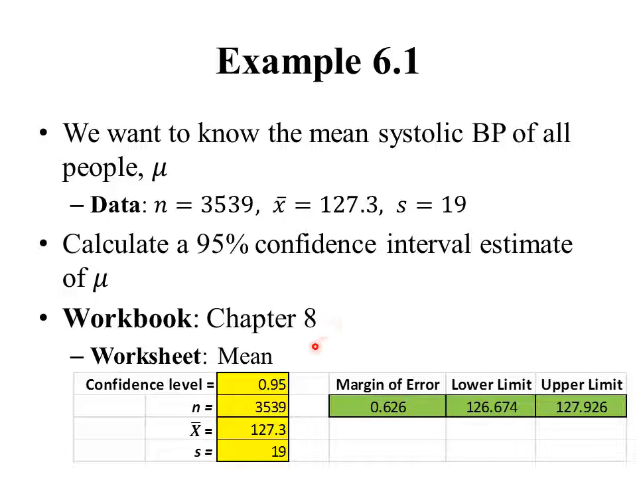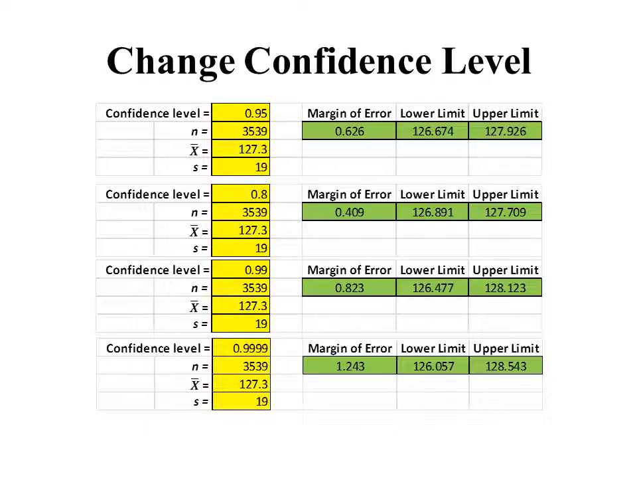So if you go to that workbook and the worksheet mean, we can enter our necessary information here: our 95% confidence level, our sample size, sample mean, sample standard deviation. And then it calculates the margin of error and gives us this confidence interval estimate. So we would interpret this interval by saying that we're 95% confident that mu is somewhere in between these two numbers, 126.6 and 127.9.